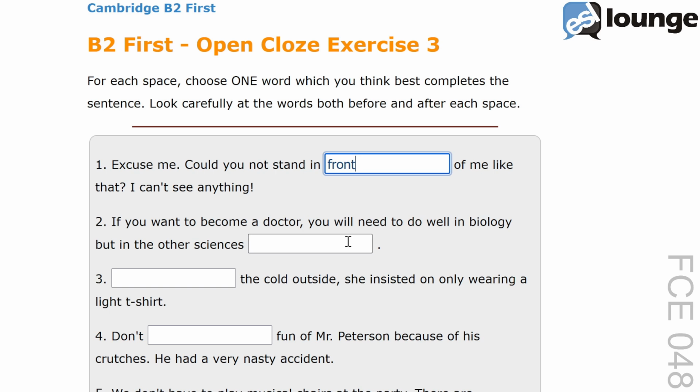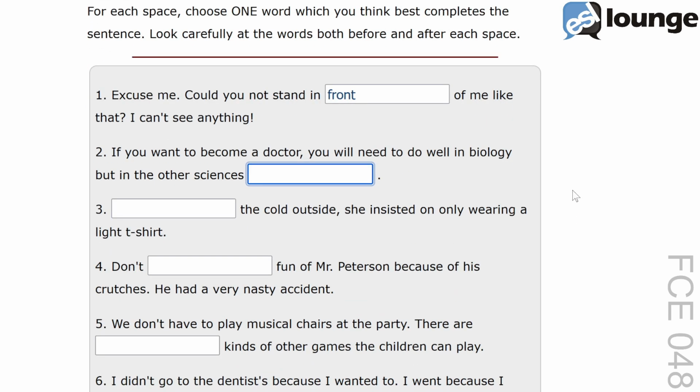Moving on to number 2. If you want to become a doctor, you will need to do well in biology, but in the other sciences, blank. The correct answer is too. Too means in addition or also. For example, I like apples and I like oranges too. Another example is, he works hard and plays hard too.